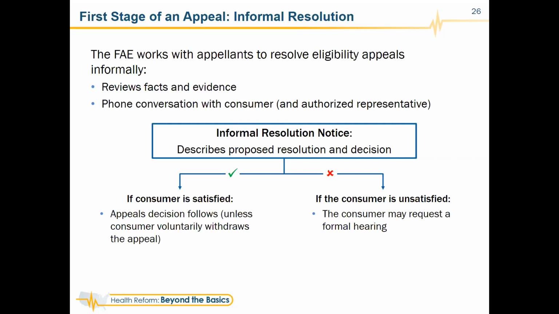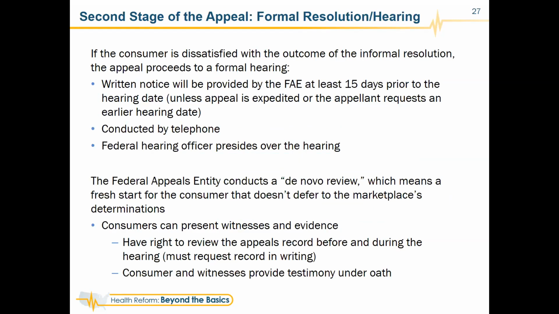If the consumer is not satisfied with that proposed resolution, the consumer may request a formal hearing and then go into stage 2 of the appeals process. And the second stage is a more formal resolution or hearing. In this case, written notice will be given to the consumer at least 15 days before the hearing date, unless the appeal is expedited or the appellant requests something earlier.